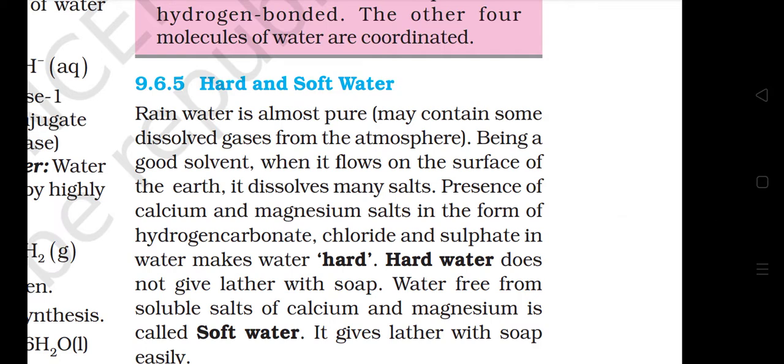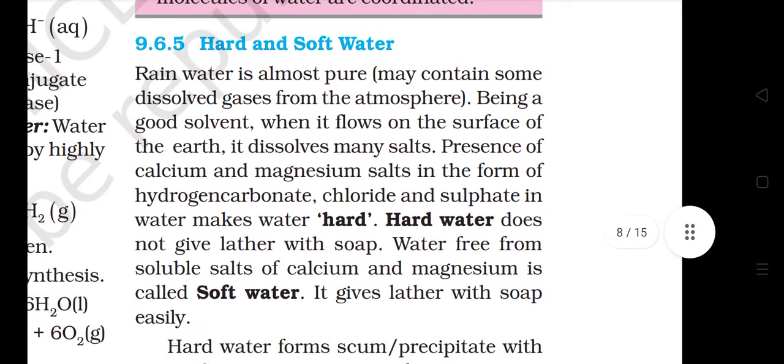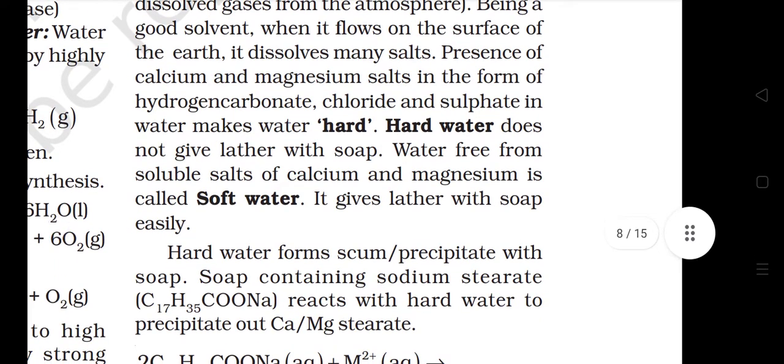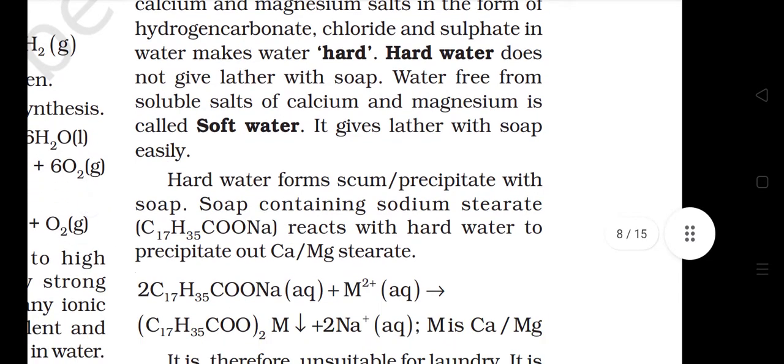9.6.5 Hard and soft water. Rainwater is almost pure, may contain some dissolved gases from the atmosphere. Being a good solvent, when it flows on the surface of earth, it dissolves many salts. Presence of calcium and magnesium salts in the form of hydrogen carbonate, chloride and sulfate in water makes water hard. Hard water does not give lather with soap. Water free from soluble salts of calcium and magnesium is called soft water. It gives lather with soap easily.